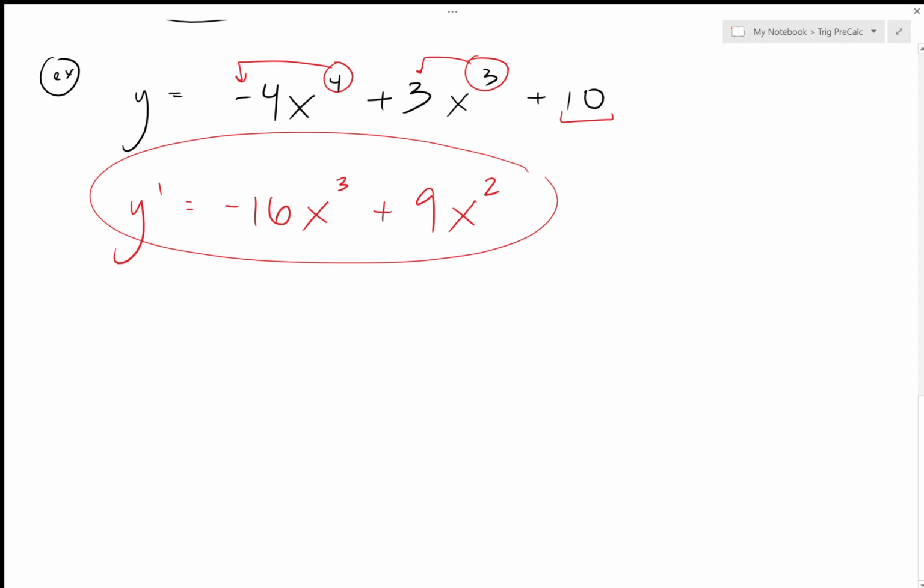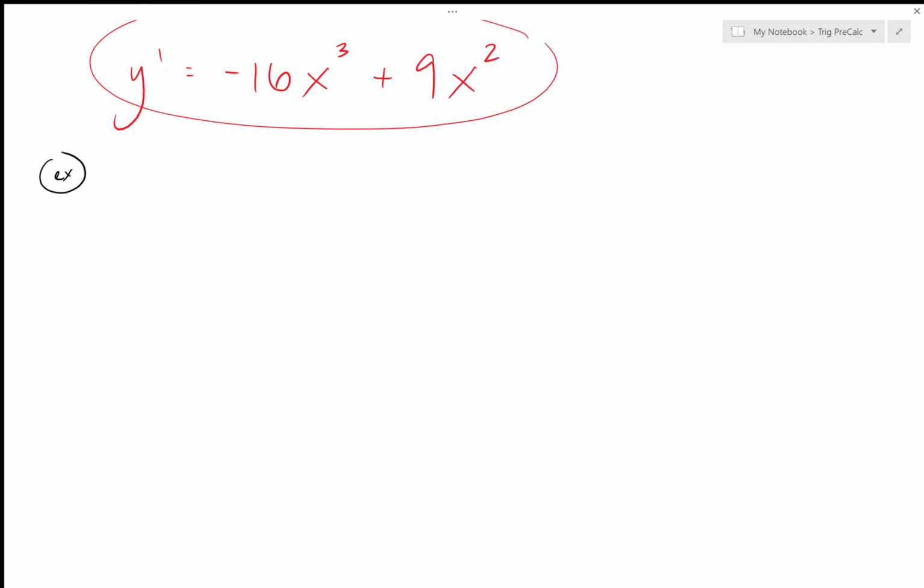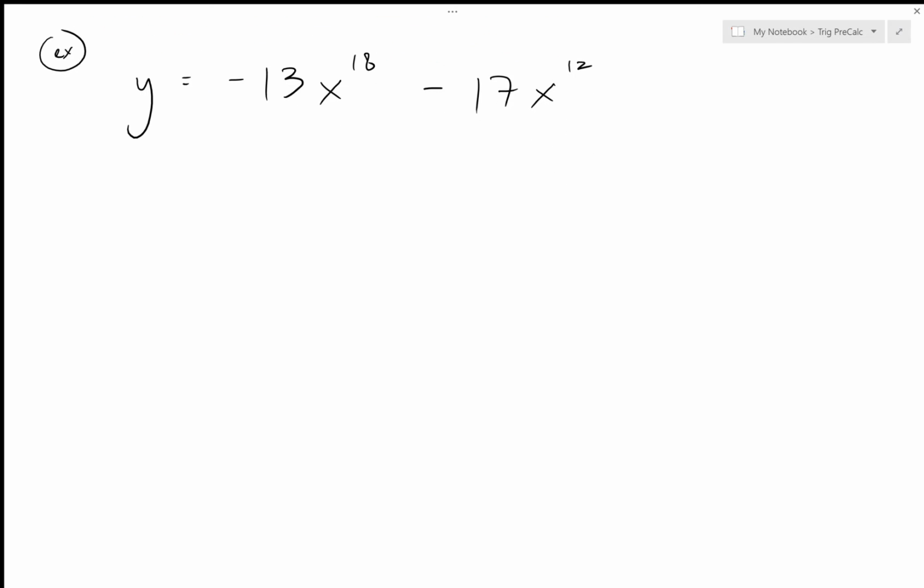Alright, so hopefully you're finding the patterns to these. These are polynomials using the power rule. We can use the same things when the numbers get bigger. Y equals negative 13 x to the 18, minus 17x to the 12. So now it's just two pieces. The numbers are a lot bigger. So finding the derivative, so y prime is, so we've got to do 18 times this negative 13.